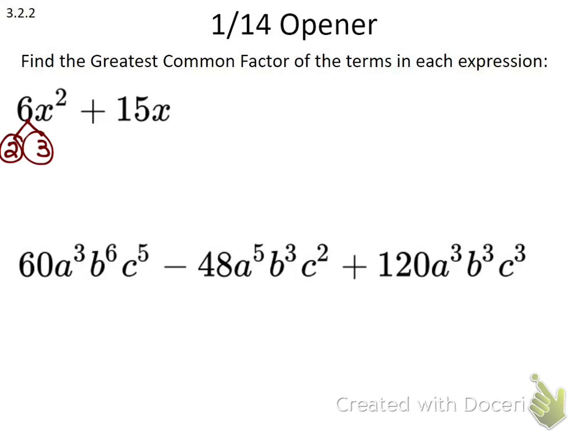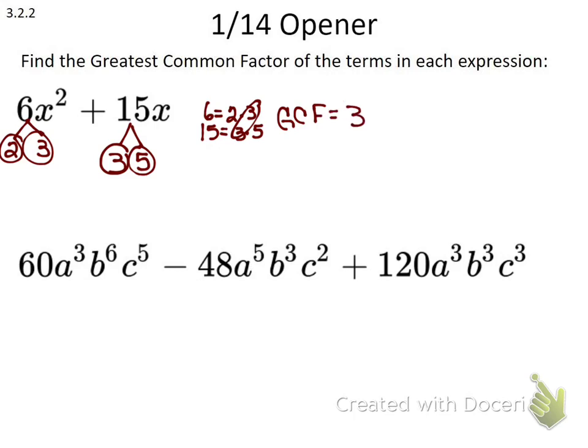Okay, and what about for 15? I got 3 and 5. Okay, and I circled them too, because they're prime. And then you wrote out your list, right? So for 6, you had 2 times 3. And for 15, you had 3 times 5. So what number do they have in common? What number do they share? The 3. Yeah, so they share a 3. So the greatest common factor is what, Logan?